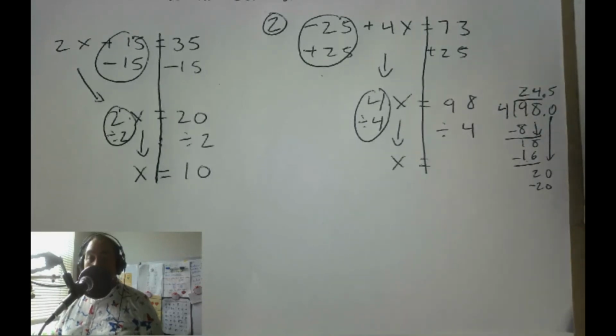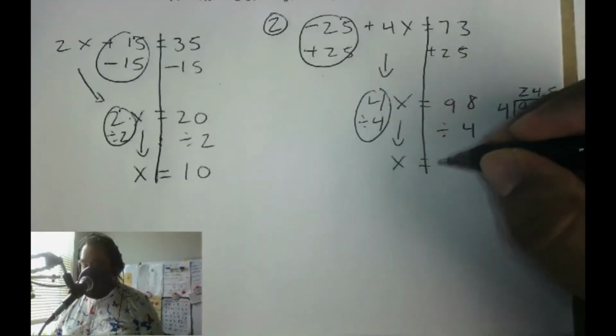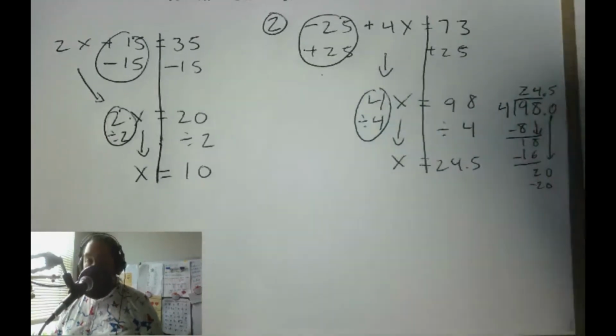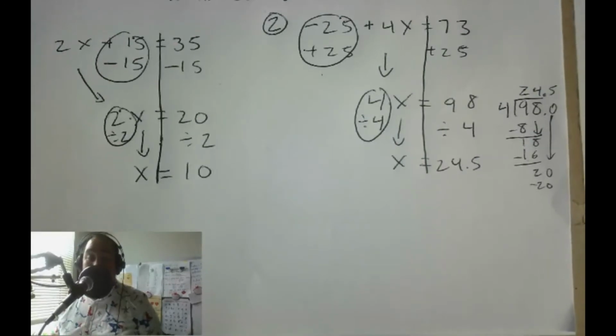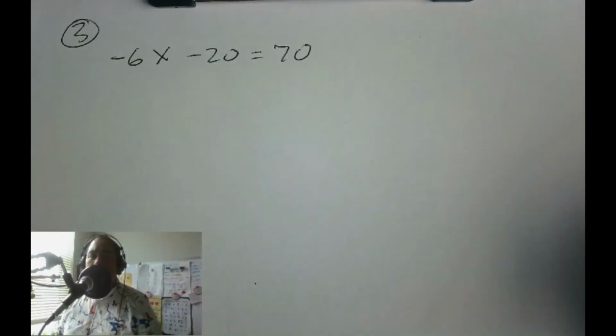So in this example, for example number 2, x is equal to 24.5. So we've gone ahead and isolated that variable, got it all by itself, and we found our solution for example number 2. So here is our third example. We have negative 6x minus 20 equals 70.